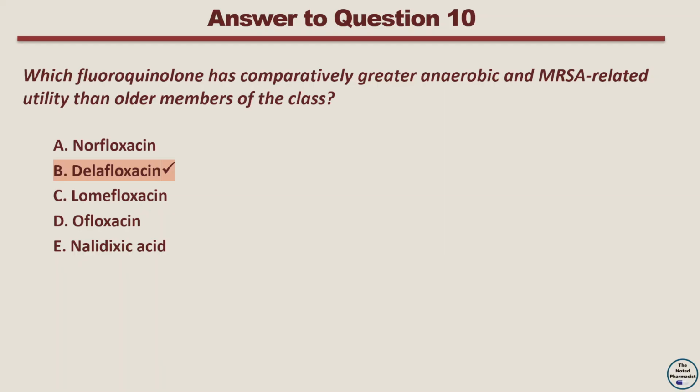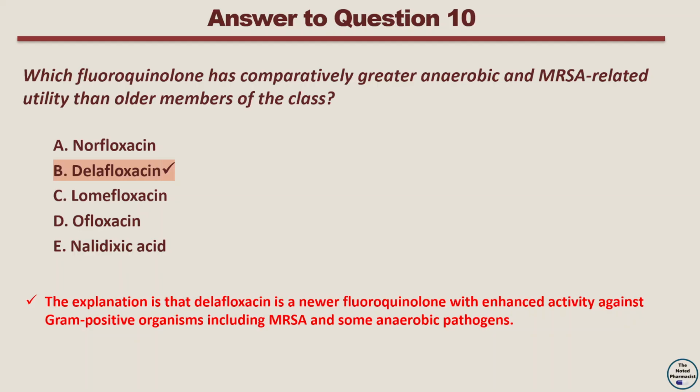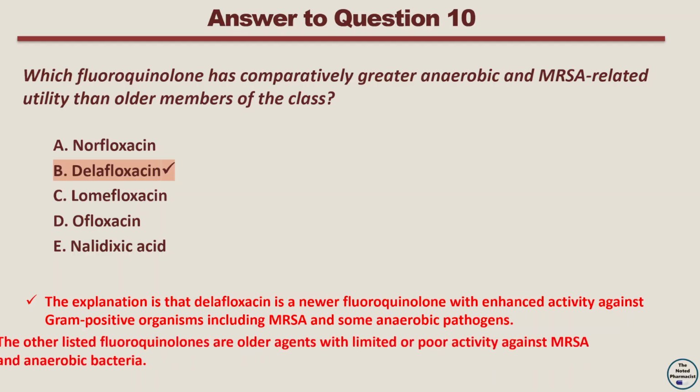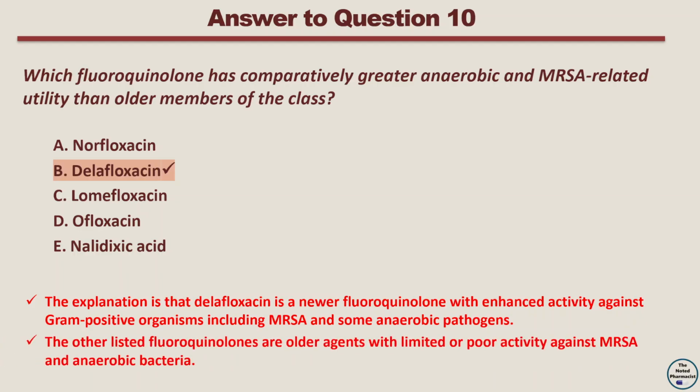The correct answer is option B, delafloxacin. The explanation is that delafloxacin is a newer fluoroquinolone with enhanced activity against gram-positive organisms including MRSA and some anaerobic pathogens. The other listed fluoroquinolones are older agents with limited or poor activity against MRSA and anaerobic bacteria.